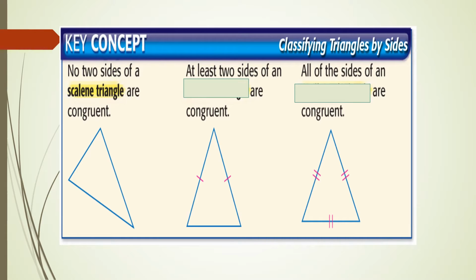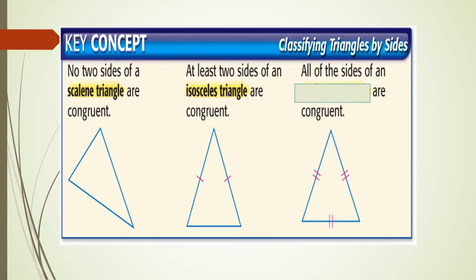Second picture, look at the two markings. There are two sides that are congruent. At least two sides of an isosceles triangle are congruent. So when you have an isosceles triangle, two sides are congruent.